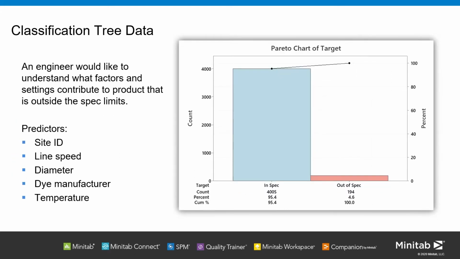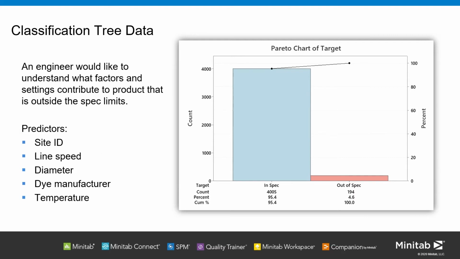We're also going to work through a classification tree example. And this data is from an engineer that is trying to understand what factors and settings contribute to product that is outside of the spec limits. So you saw an example of this tree a little bit earlier in the presentation. So the response is whether the observation is in or out of spec, and you can see the distribution of the response there in this Pareto chart. And the predictors or inputs that we're using to make a prediction about the observation being in or out of spec are on the left-hand side, things like the location, the line speed, the diameter, and so forth.